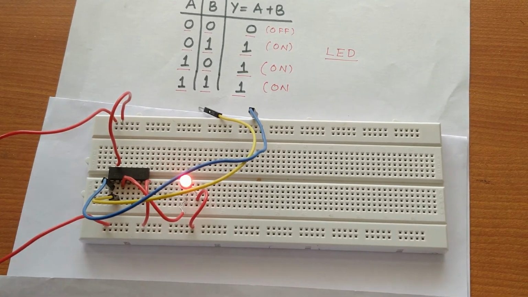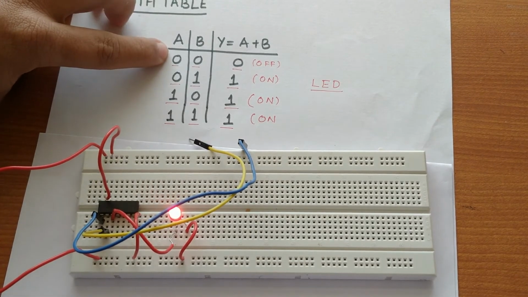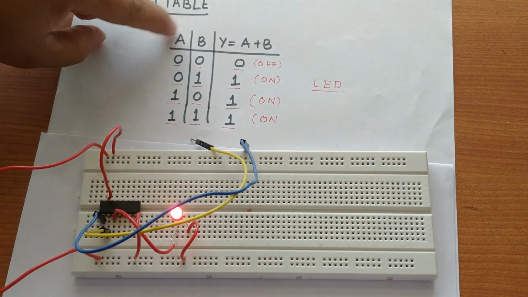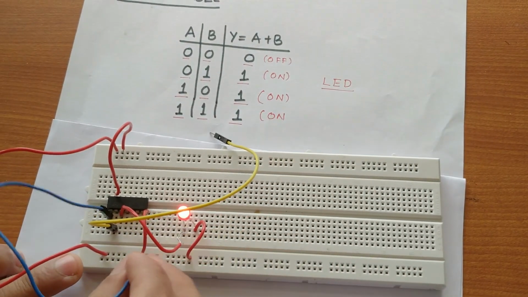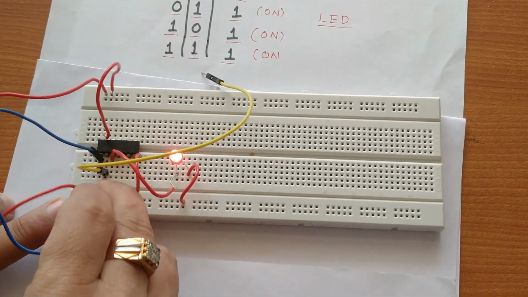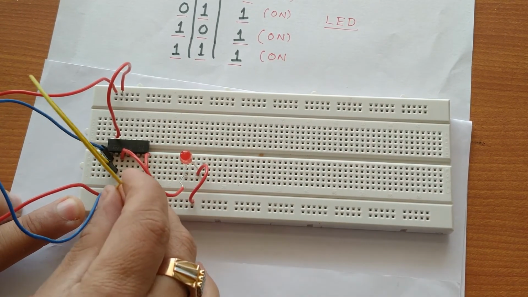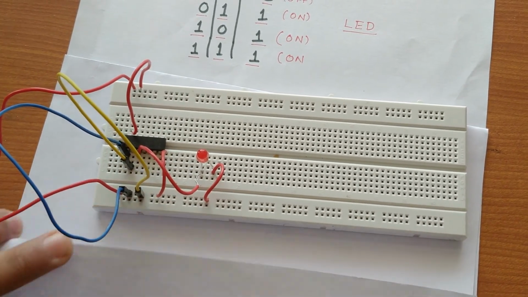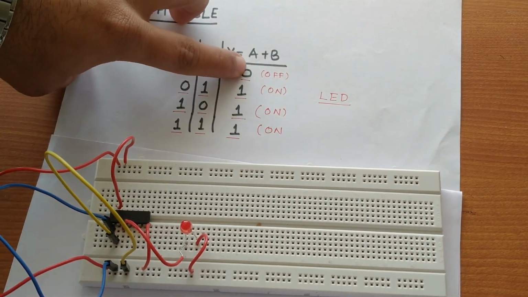Whenever you have to provide the input as 0 0, what you have to do is connect the inputs A and B to the ground terminal. So we will see it. 0 0 means we have to connect it to the ground terminal, and as a result our LED should be off. And you can see that we have just verified that at 0 0 our LED is off.